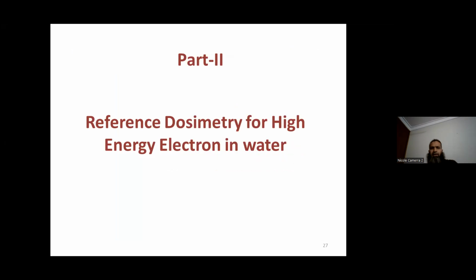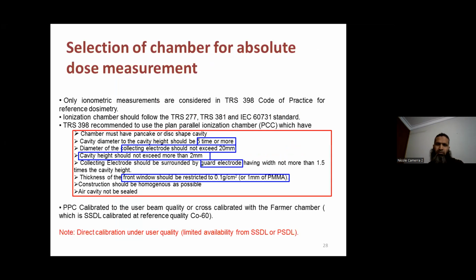So, today we are going to discuss the reference dosimetry for high energy electrons in water. Basically, when you do calibration, when you do the reference dosimetry in water for electrons, there are a few things, as we have discussed in the previous presentations on photon reference dosimetry. There are the same type of recommendations when you select the chamber for reference dosimetry. There are a few recommendations which I have highlighted here.